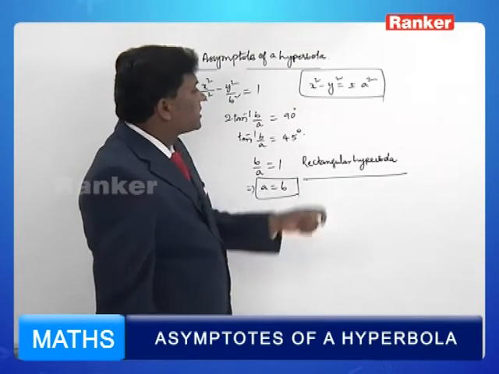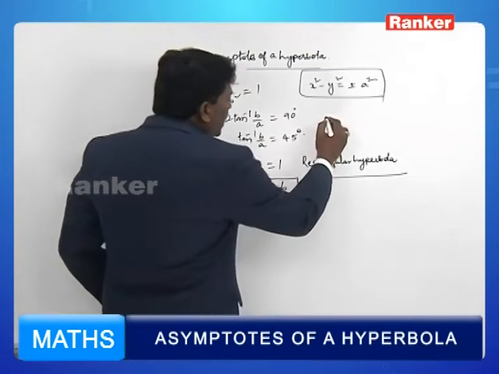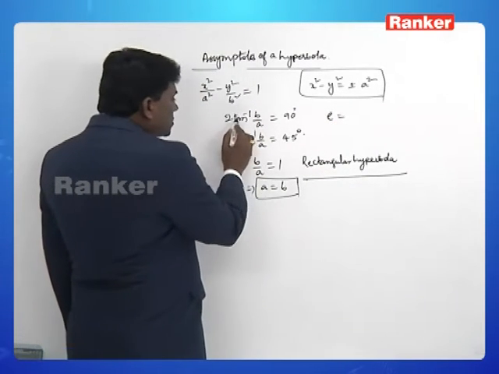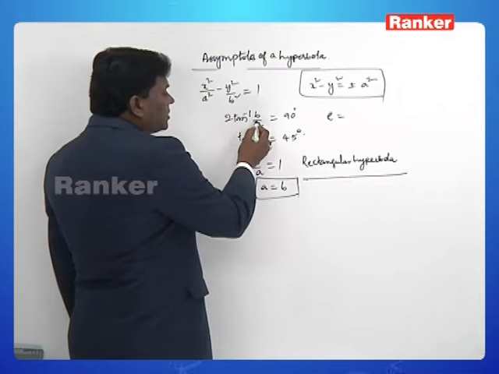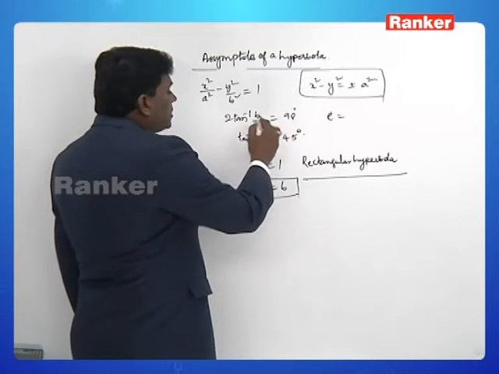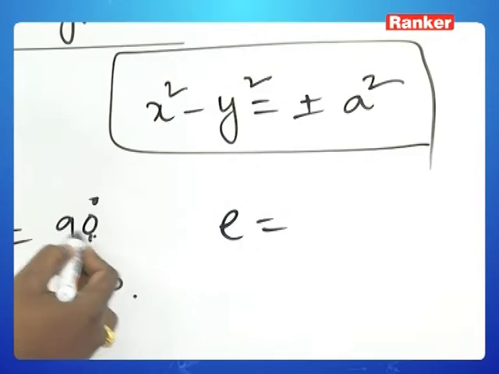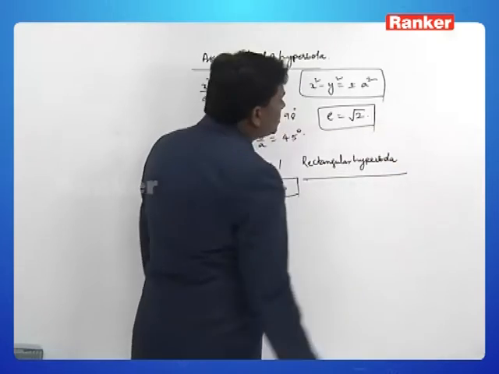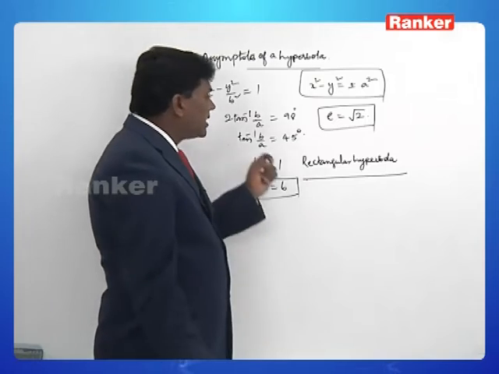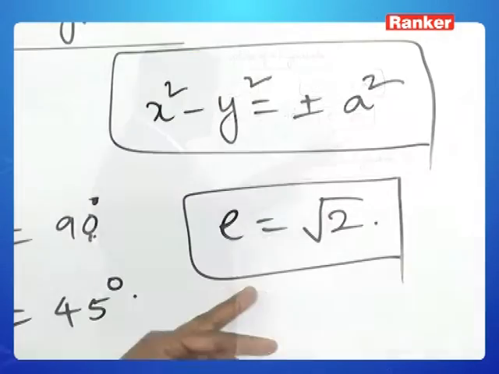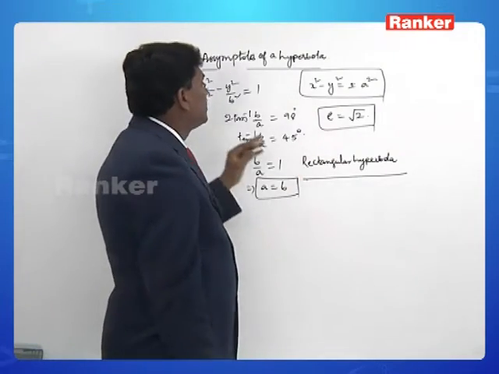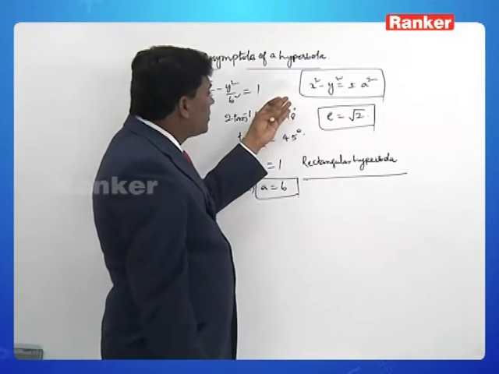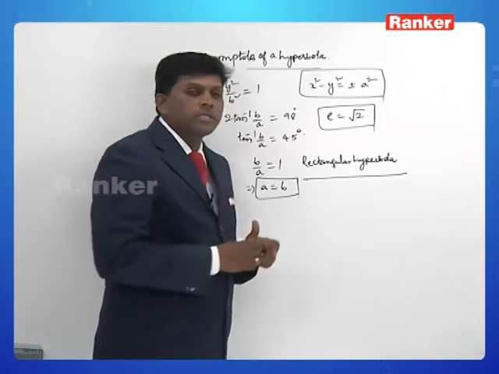For the hyperbola and its conjugate rectangular hyperbola, the eccentricity e will be, as I told you already, 2 secant inverse e also gives the same angle. So secant inverse e is 45 degrees, e will be secant 45, and that secant 45 is root 2, which we can prove. So the eccentricity of a rectangular hyperbola is root 2, and the general form of a rectangular hyperbola in its simplest form is x square minus y square equal to plus or minus a square.